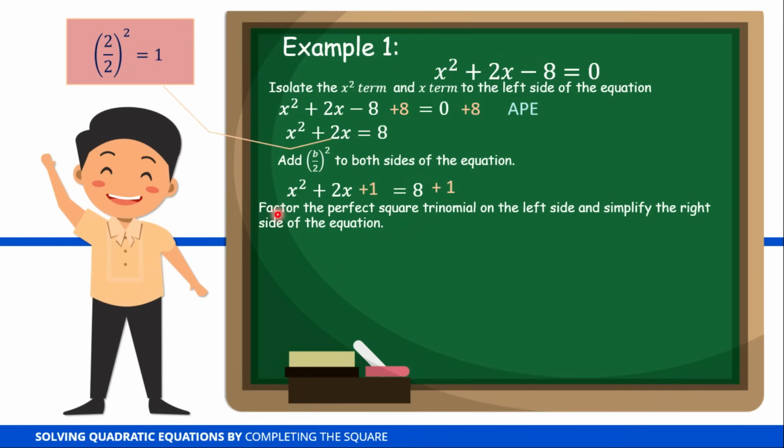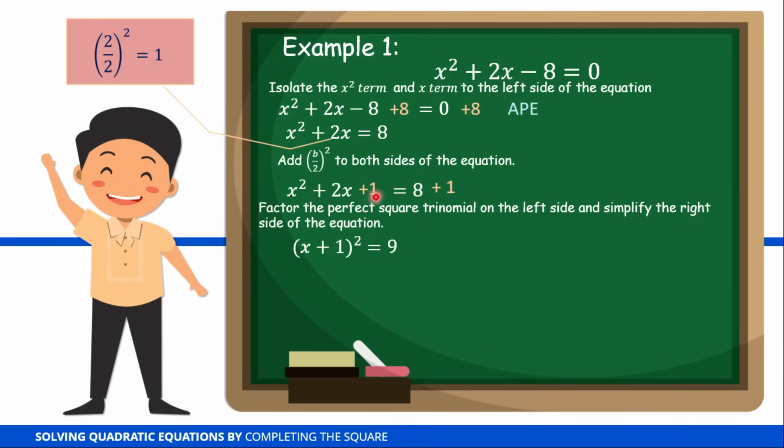Paano natin ifa-factor yung ating perfect square trinomial? I-recall natin yung ating shortcut. Kailangan magkaroon tayo dito ng square of binomial. Bilang yun yung magiging factor ng ating perfect square trinomial. Para makuha natin ito, kuhanin lamang ang square root ng x squared, which is x. Kung ano yung sign ng ating linear term, yun yung magiging sign sa gitna ng ating binomial. Since this is positive, gayahin lang natin yan, plus yung nasa gitna.